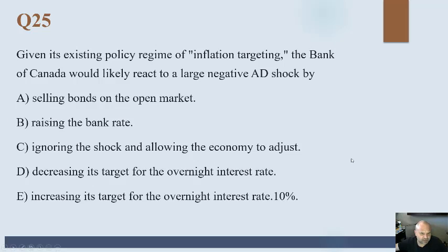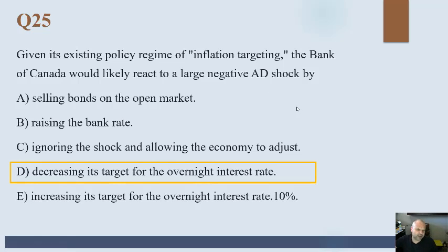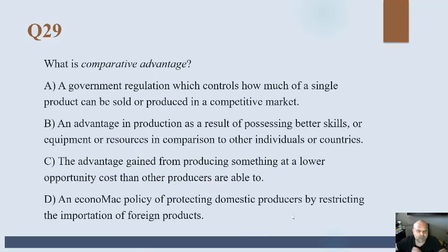Given its existing policy regime of inflation targeting, the Bank of Canada would likely react to a large negative aggregate demand shock, something similar to what's going on now. What would they do? Hit pause. Okay, the correct answer is they would obviously decrease the target for the overnight rate to stimulate the economy.